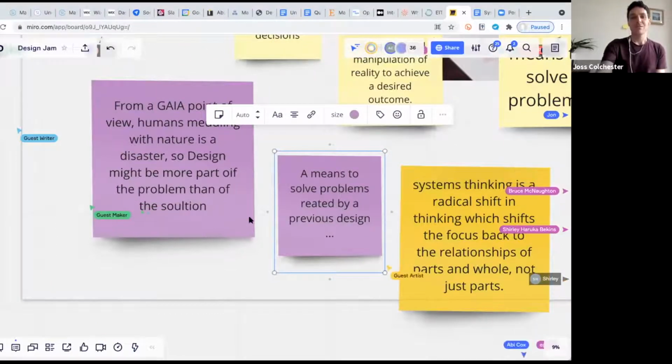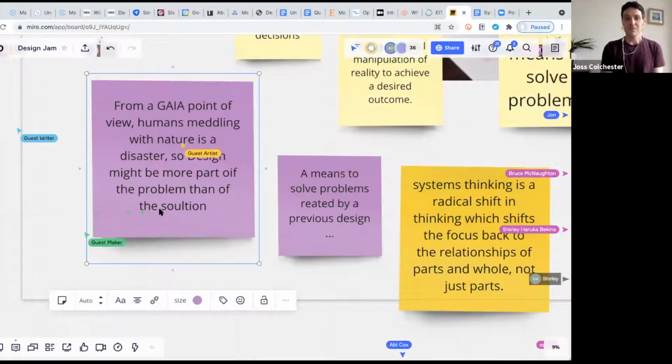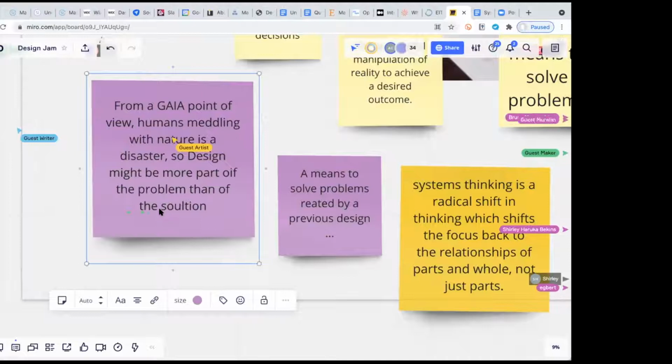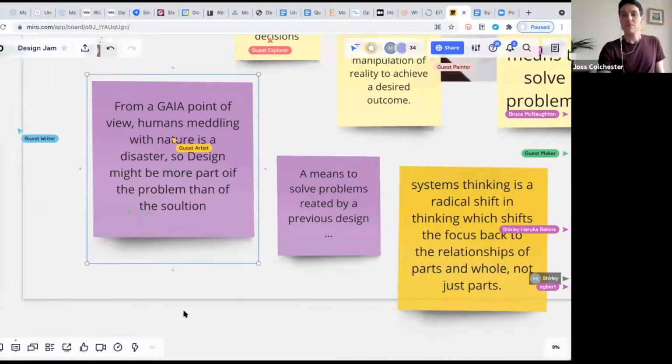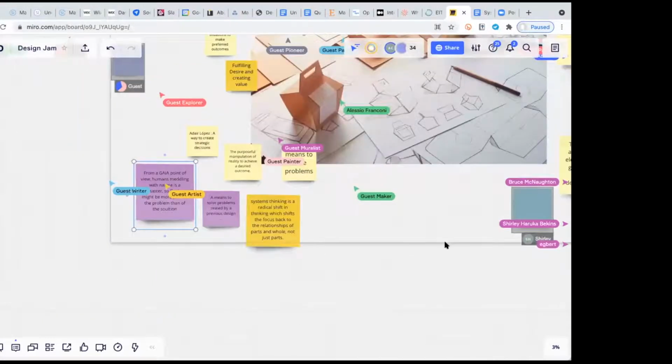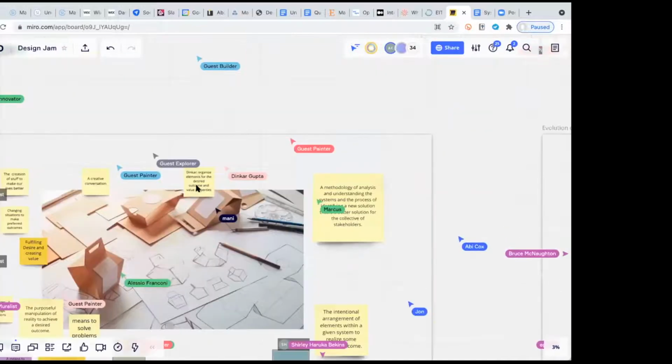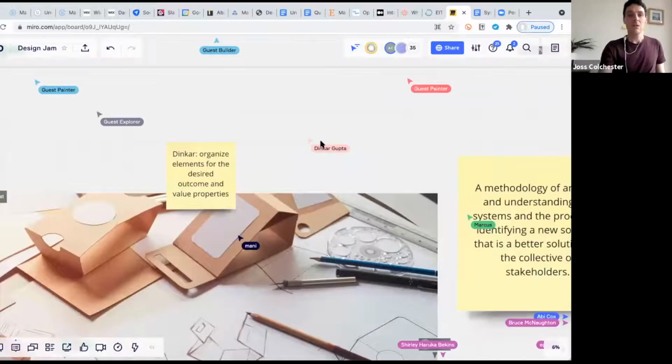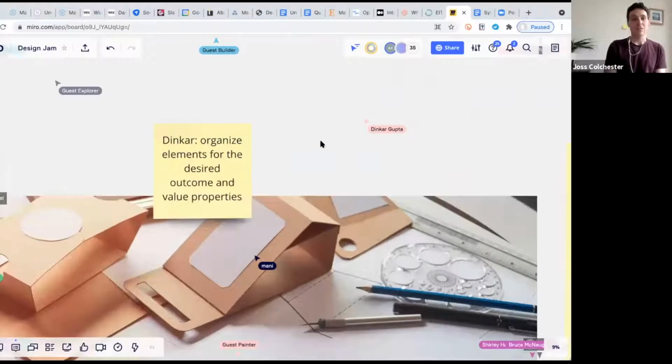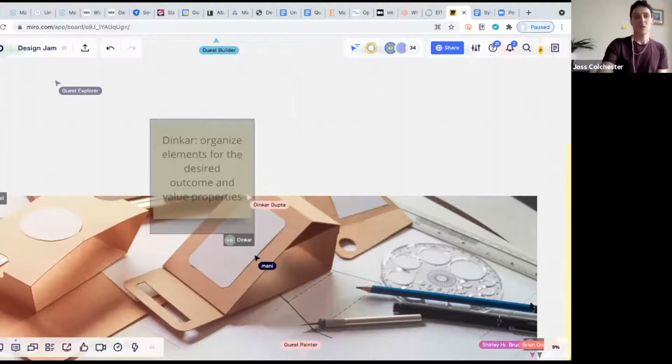Who wrote this one? Purple sticky? No. Okay. What else we got? Thinker. Organize elements for the desired outcomes and value properties. Dinka, is that a person who's with us? Or maybe that's a quote from them.